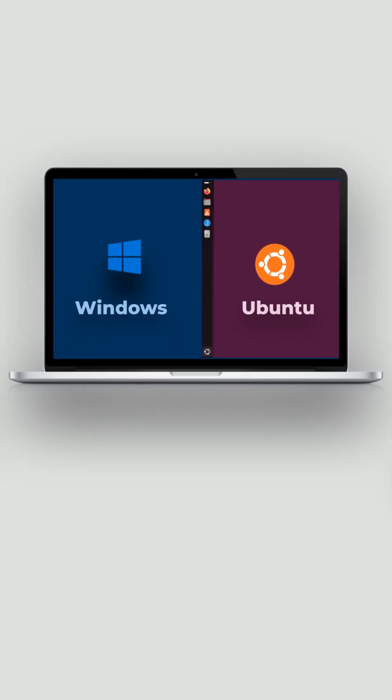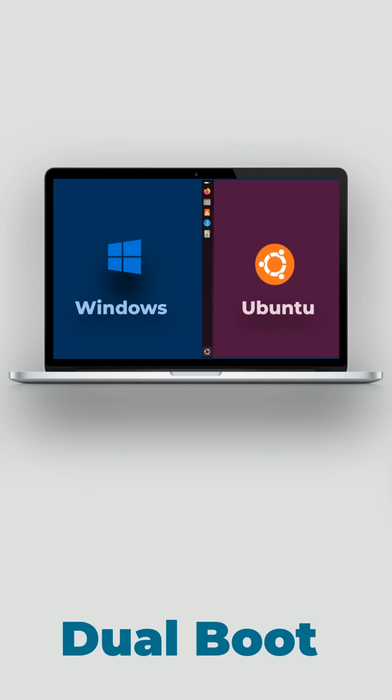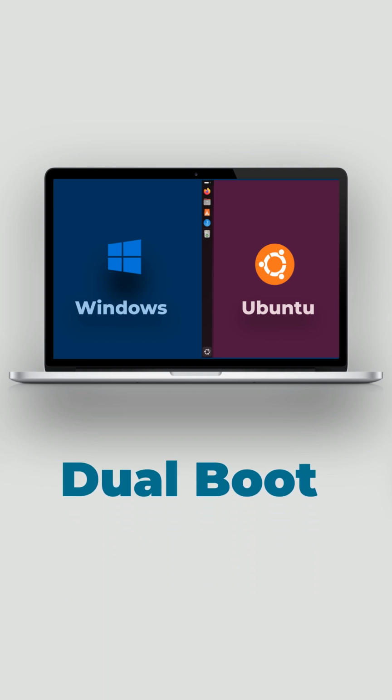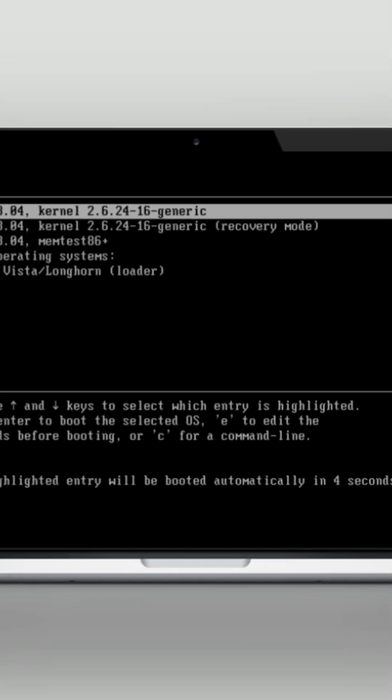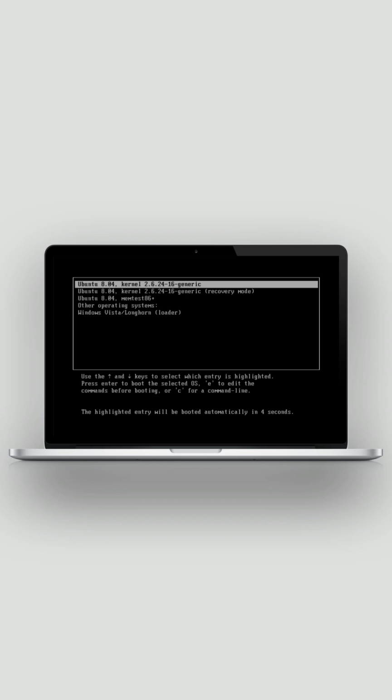The second option is to install Linux alongside Windows. This method is called dual boot. In dual boot, both Windows and Linux are present, but only one of them is running at a time. While starting to boot, your system lets you choose your operating system.